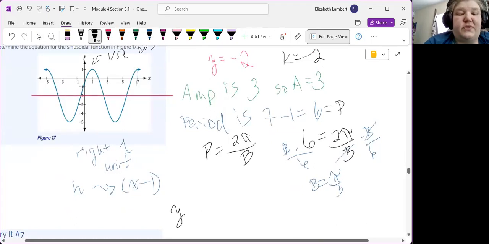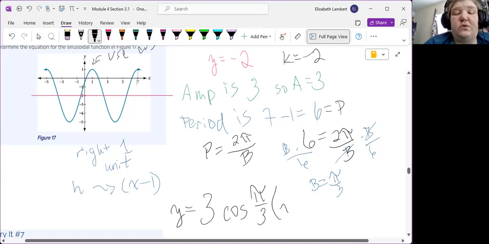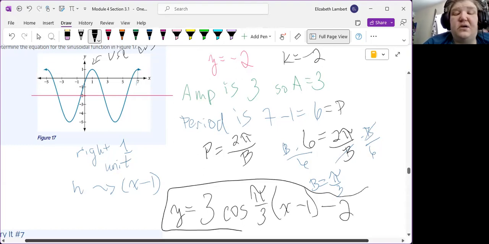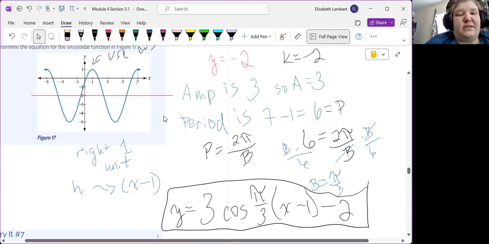So y equals, A is 3. We're using cosine. Our B value is pi over 3 on 2 x minus 1. And then our K was -2, so we have -2 outside. So crazy insane, but there it all is.